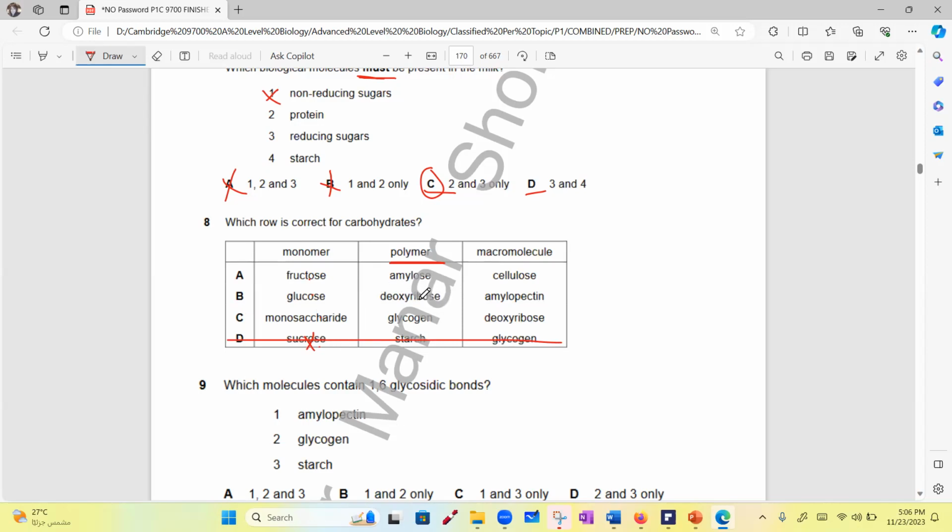Deoxyribose is actually a monosaccharide. We will study it when we study ATP, and when we study DNA. So it's not B. Now we have A and C available. Is it A or C? Is deoxyribose a macromolecule? No. The deoxyribose is found in the DNA. It's the sugar that is found in the DNA structure. We still did not take DNA. It's a monosaccharide, actually. So the answer is A.